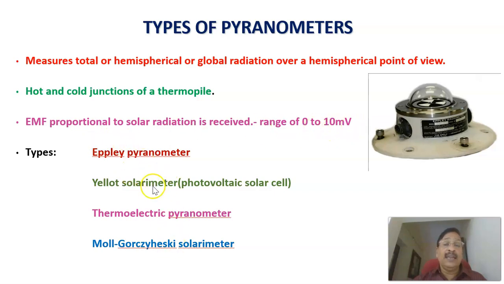The different types are the Eppley pyranometer, the Yellow solarimeter or photovoltaic solar cell, the thermoelectric pyranometer, and the Moll-Gorczynski solarimeter. Here we will be concentrating on these two types, the Eppley pyranometer and the Yellow solarimeter, that is the photovoltaic based cell. This will be explained in the next slides.